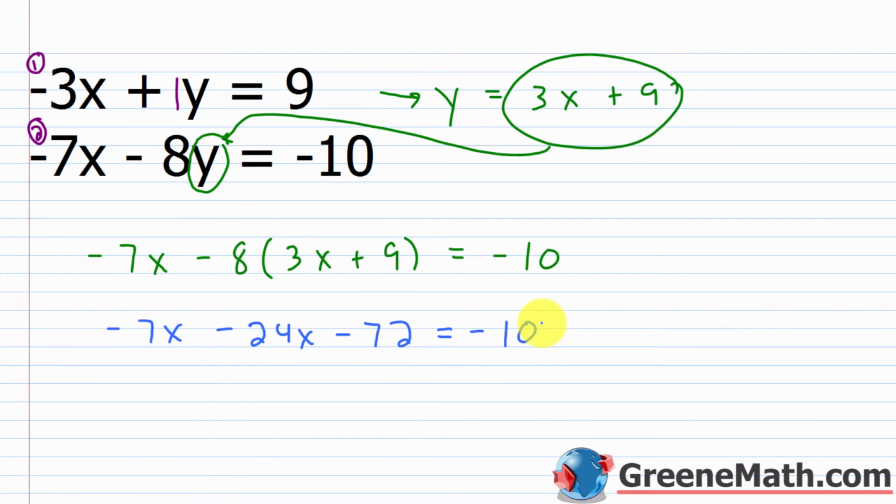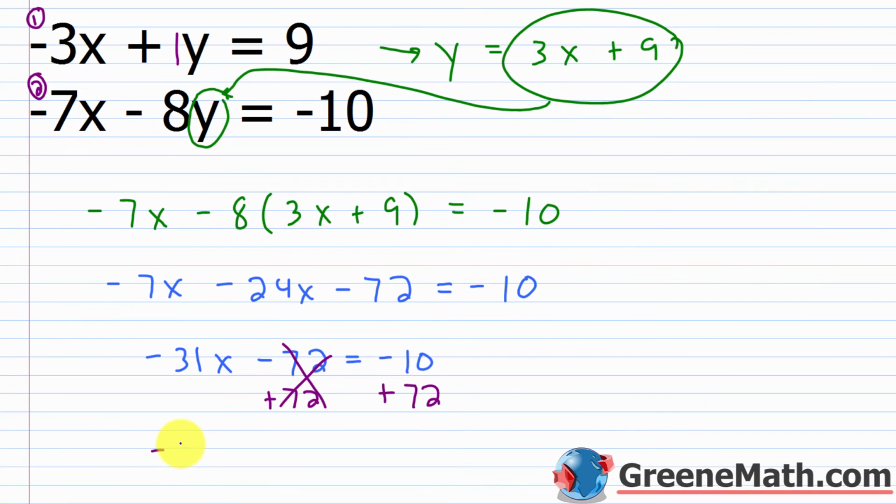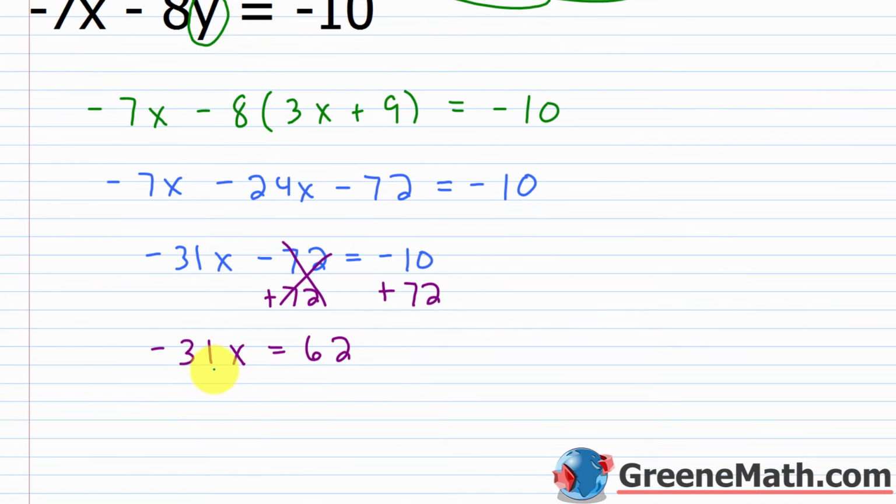So negative 7x minus 24x is negative 31x. So you'll have negative 31x minus 72 equals negative 10. So let's go ahead and add 72 to each side of the equation. That'll cancel. You'll have negative 31x is equal to negative 10 plus 72 is 62. So as a last step to get x by itself, let's divide both sides by negative 31. This will cancel, and we'll see that x is equal to negative 2.